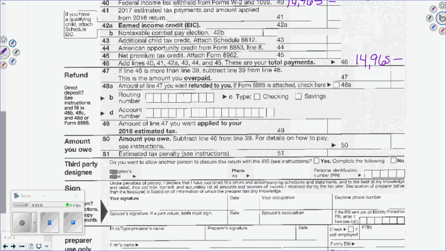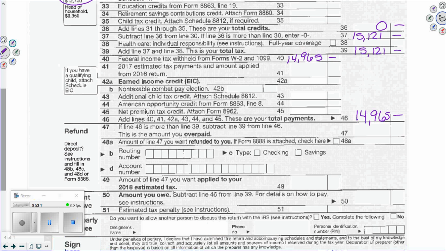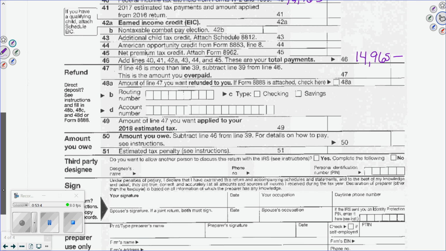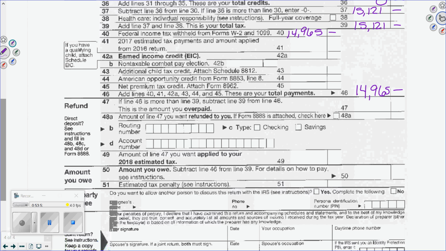All right, refund or amount you owe. So what do you think? If line 46 is more than line 39, is 46 more than 39? No. And it says if it is, subtract that. That means that's the amount you've overpaid. All right, so do they owe? Oh, no. Because that's how much their tax is, and this is how much was withheld. They owe. And again, amount you owe. Subtract line 46 from line 39. Oops, I lost my line 39. They don't owe much, but they do owe. So we're just going to subtract those. 15,121 minus 14,965, 156 bucks, which isn't terrible.